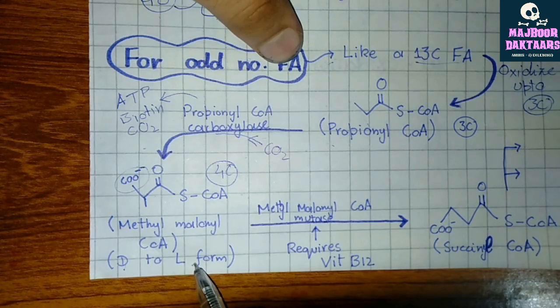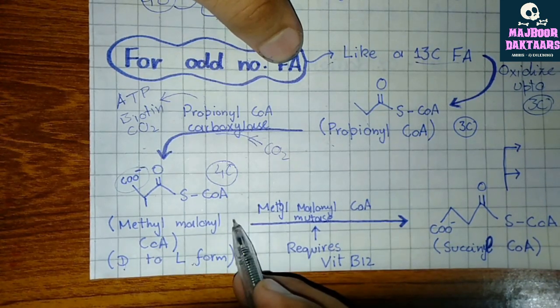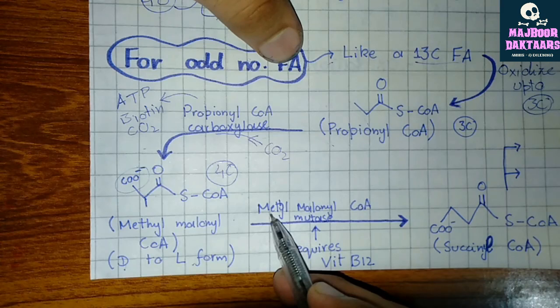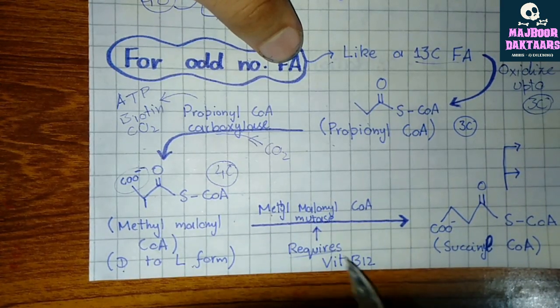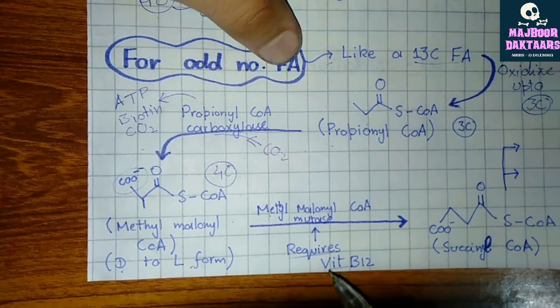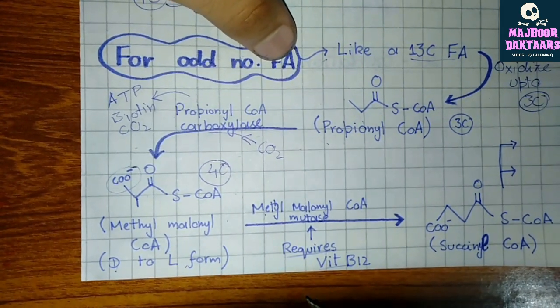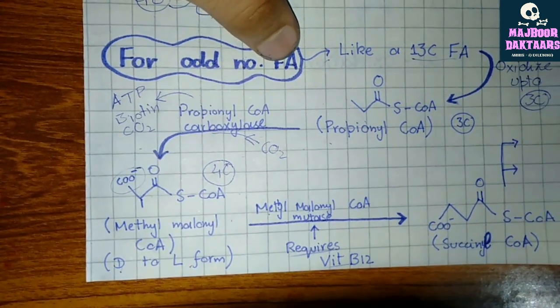Now its L form is acted upon by an enzyme methylmalonyl-CoA mutase, and this is the enzyme which requires the vitamin B12. Now fun fact, this is one of the 2 reactions requiring vitamin B12 in the body.